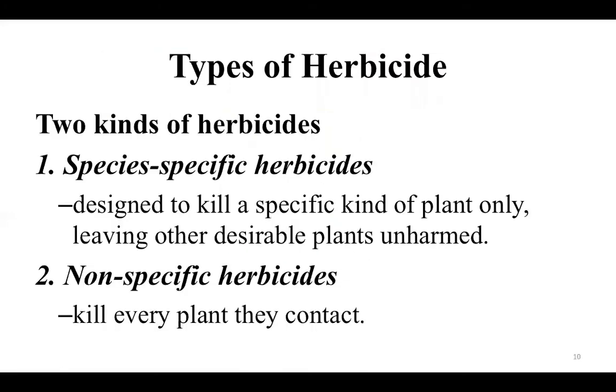So there are basically two kinds of herbicides. Species-specific herbicides are designed to kill a specific kind of plant only, leaving other desirable plants unharmed or unaffected. Non-specific herbicides kill every plant that comes into direct contact with that herbicide.